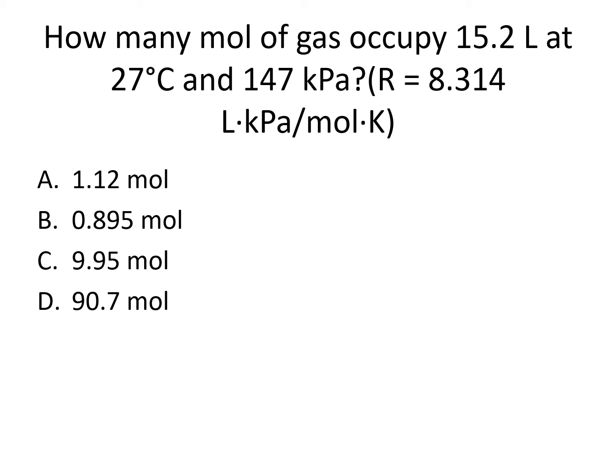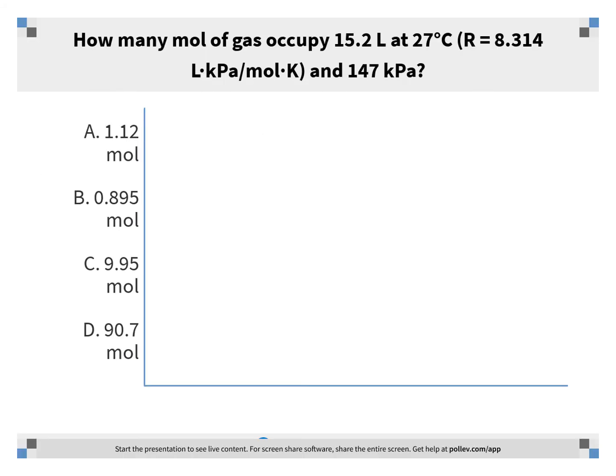How many moles of gas occupy 15.2 liters at 27 degrees Celsius and 147 kilopascals? R equals 8.314 liters kilopascals per mole Kelvin. Is it A, 1.12 moles, B, 0.895 moles, C, 9.95 moles, or D, 90.7 moles? The correct answer is B, 0.895 moles.